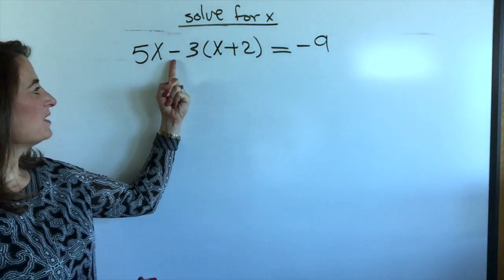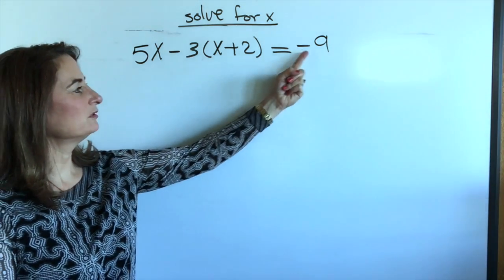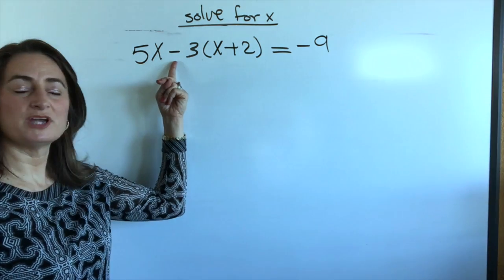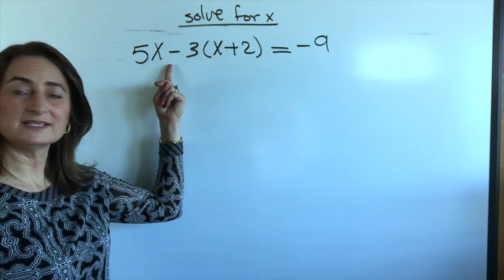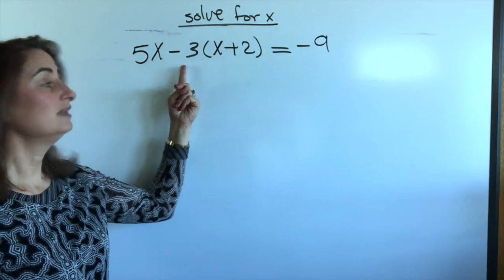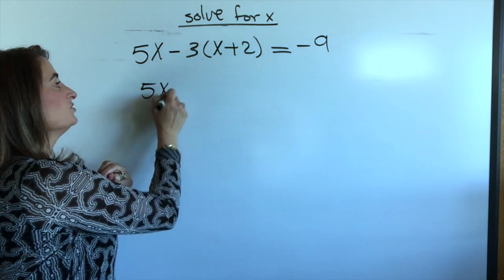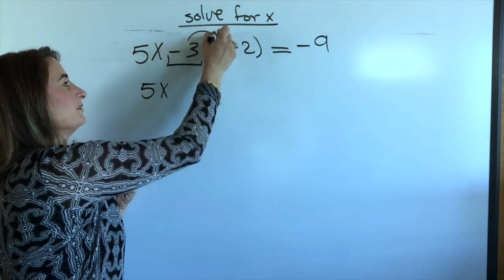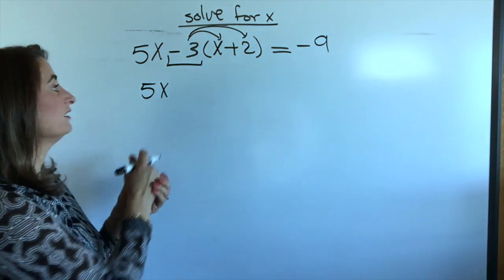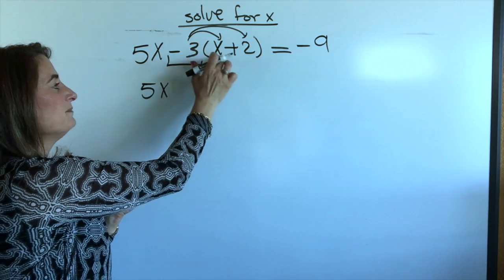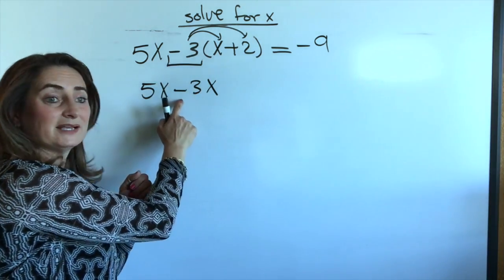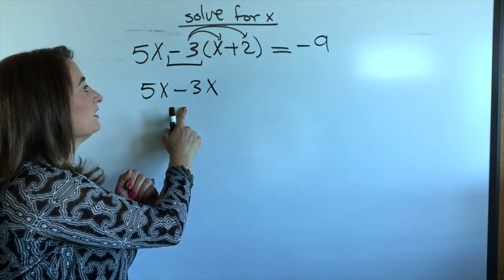You have 5x minus 3 times the parentheses equal negative 9. There's two ways to do this. You can change subtraction into adding a negative, or you can take the sign. We know this is a -3, not a +3. So bring 5x down. Just take the sign with the number and multiply by the terms inside the parentheses to get rid of the parentheses. So -3 times x is -3x. And that -3x is like adding a negative, which is subtraction.